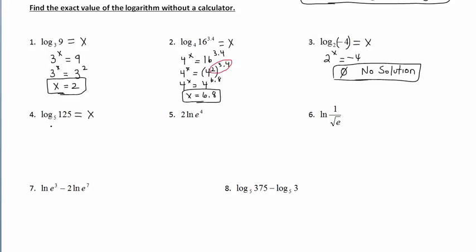set the log expression equal to x, change to exponential form. 5 to the x equals 125. Rewrite 125 as a power of 5. Well, 125 is 5 cubed. Notice the bases are the same, they fall out. If they're not the same, they don't fall out. Set the exponents equal to each other. The result is 3, like we already knew mentally.